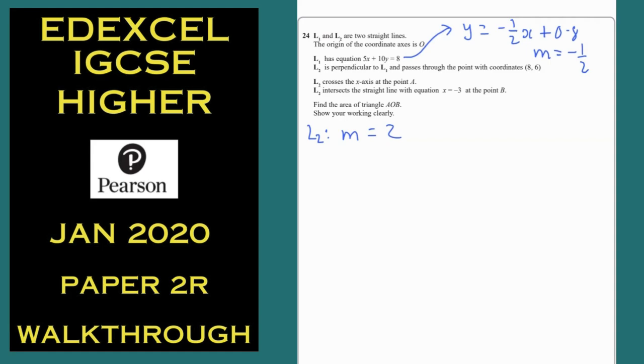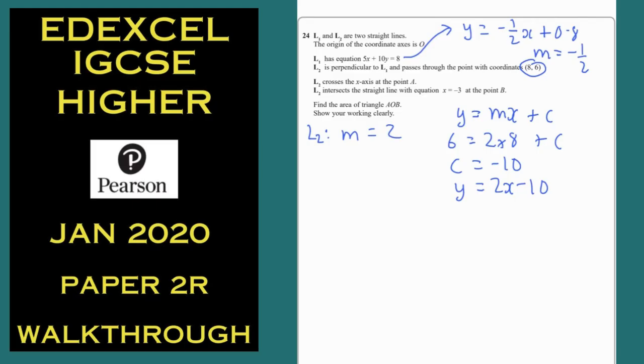Well, we also know it passes through 8, 6. So let's apply y equals mx plus c. So the y coordinate equals the gradient times the x coordinate plus c. 6 take away 16. The equation of L2 is 2x minus 10.